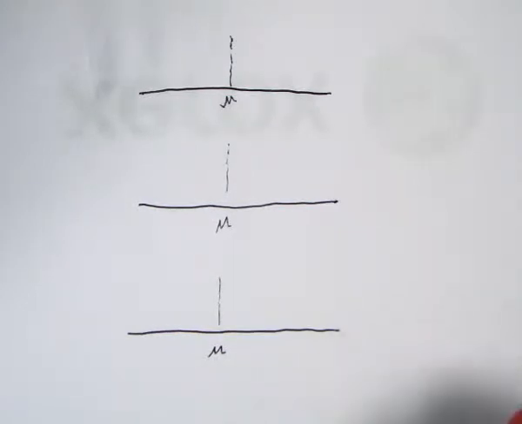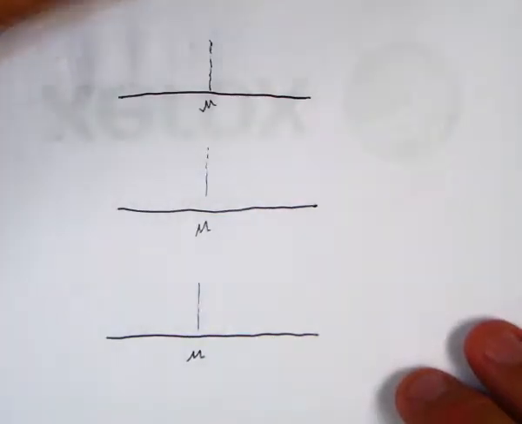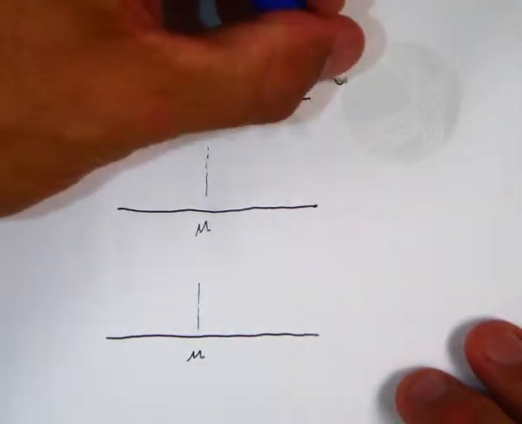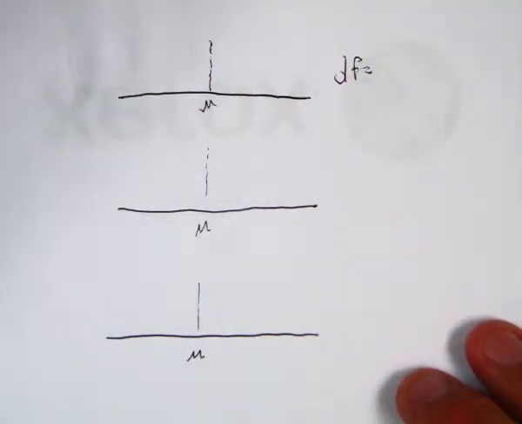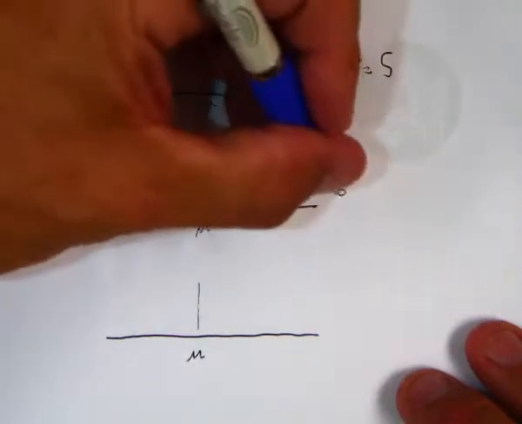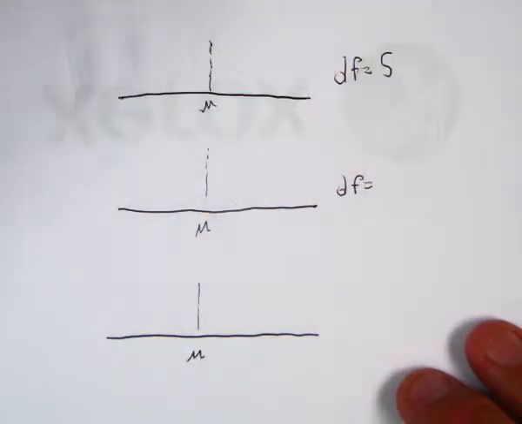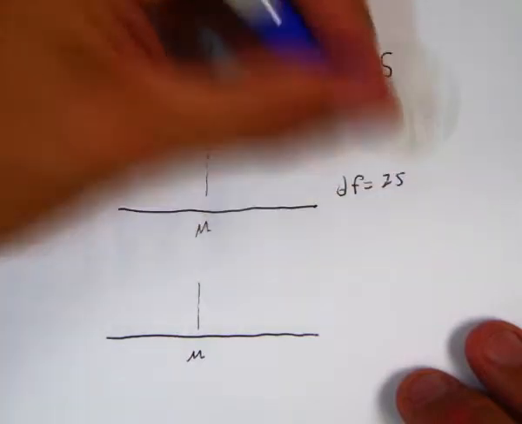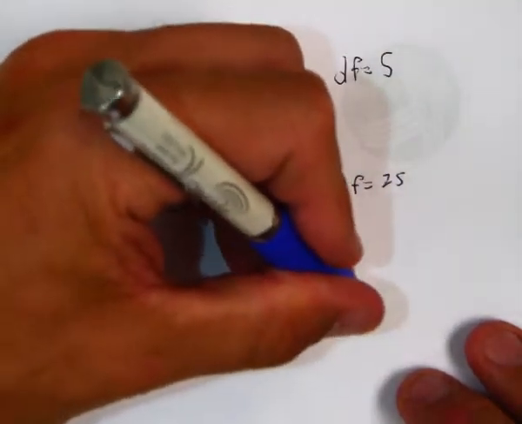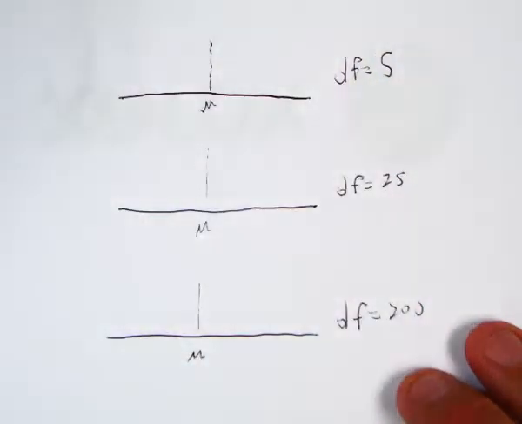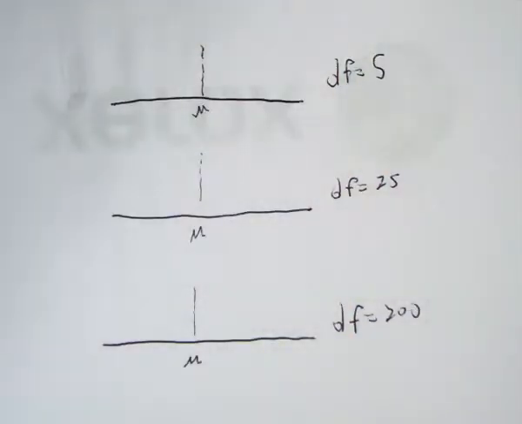But let's say I have a model that has 5 degrees of freedom, and then we have one that has, let's say, 25 degrees of freedom, and then one that has 200 degrees of freedom. Let's start with the 200 degrees of freedom.